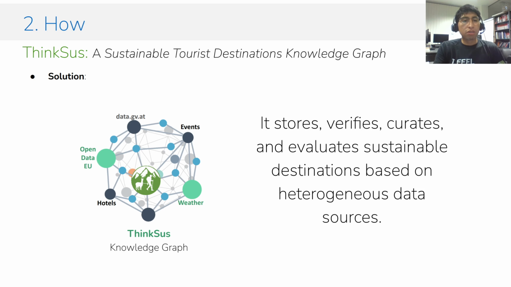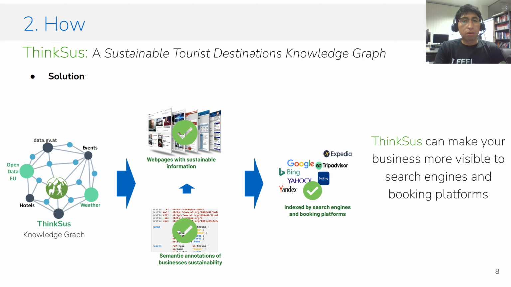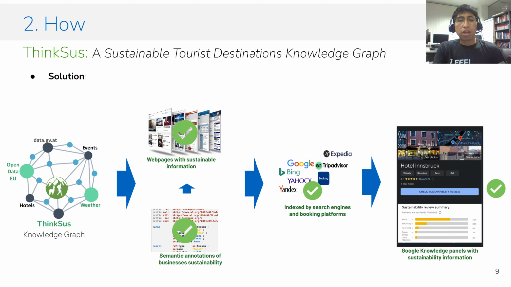So the ThinkSus knowledge graph can be embedded on your business website and not only provide textual information about the sustainability of your business, but also semantic annotations, which are structured data that can be accessible by machines. So basically, ThinkSus can make your business more visible to search engines and booking platforms. This will allow, for example, search engines to provide Google Knowledge panels with sustainability information about businesses.